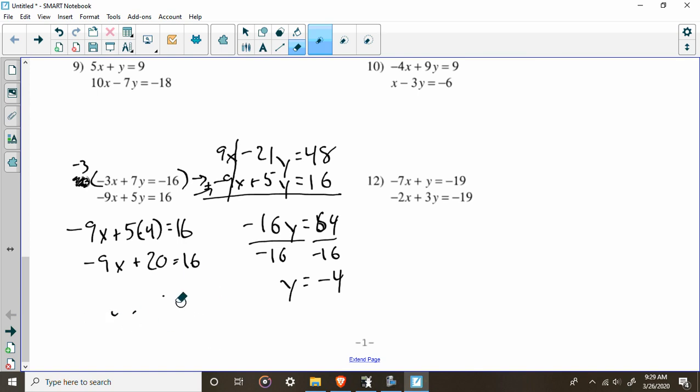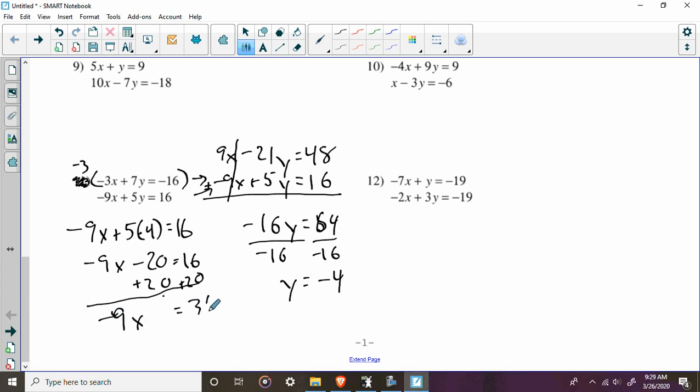Okay, so what do we got? +5 times -4 will be -20. Okay. Again, let's add 20, and that'll work out much nicer. -9x is equal to 36, which when we divide by -9, x will also equal -4. Is that okay that x and y are the same number? Sure. You guys know there's coordinates. There's 1, 1, 2, 2, 3, 3, 4, 4.